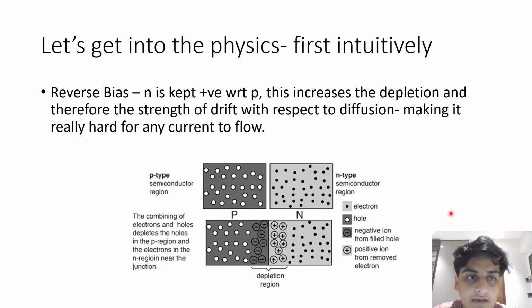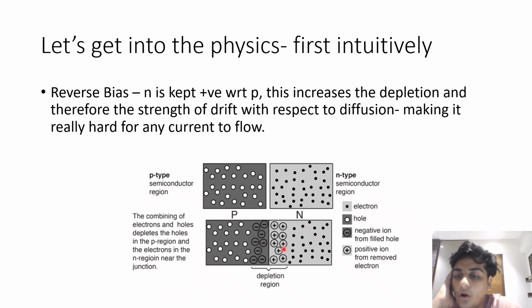Cool. Let's talk about reverse bias, in which N is kept positive with respect to P, which increases the depletion, because now if you have this positive voltage here, you're going to have this electric field here, which is further going to push these positive holes away and pull these electrons towards the right, which is further going to increase your depletion region. And the relative strength of drift with respect to diffusion is going to increase, and this is going to make it really hard for current to flow.